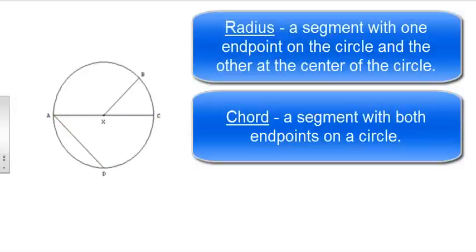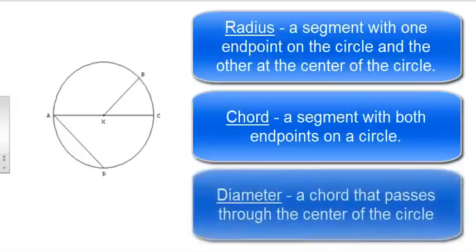A third name of a segment inside of a circle is a diameter. A diameter is a chord. It's just a special type of chord. A chord has both of its endpoints on the circle, so a diameter has to have that as well. However, a diameter can't be just any old chord. It has to also pass through the center of the circle. So in this case, our only diameter is AC. It has both of its endpoints on the circle, and point X, or the center of this circle, is also in the middle of segment AC.